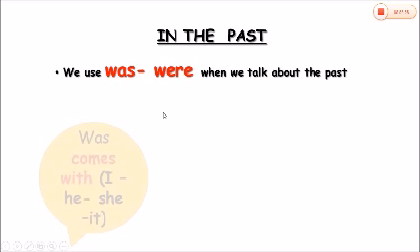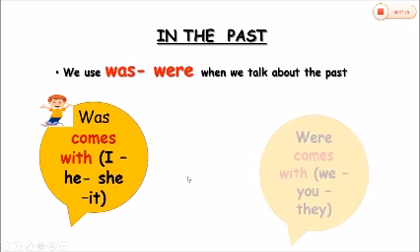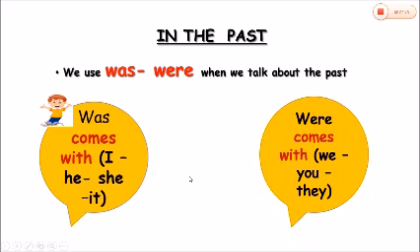So in the past we have was for only one. Was for what, Farida? For only one. And it comes with I, he, she, and it. And we have were. Were is for more than one, and it comes with we, you, and they.